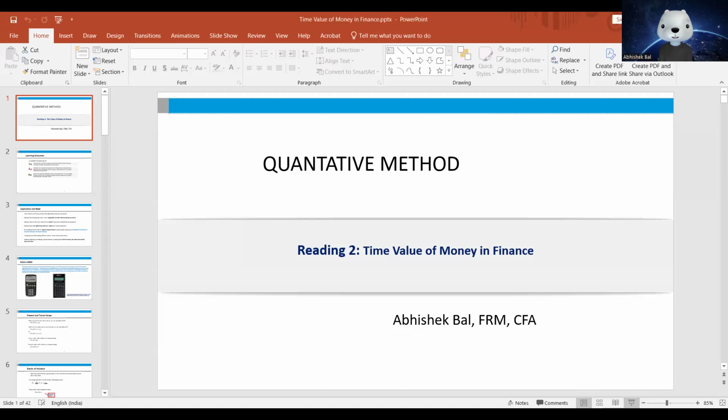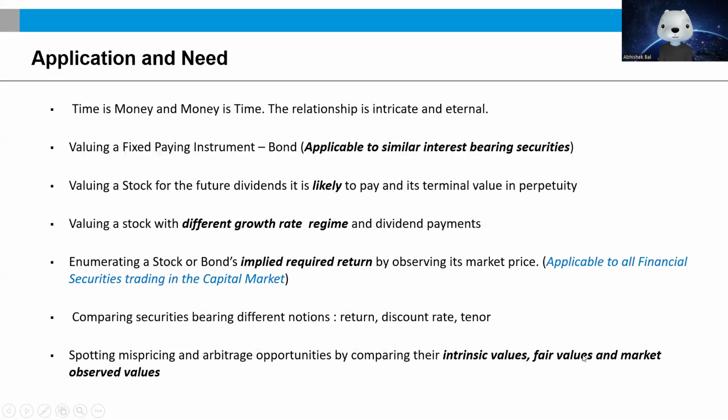Hi, and welcome once again to another session in the topic area of quantitative methods in your CFA Level 1 curriculum. Today, we're going to talk about part 2 of our presentation about the reading on time value of finance. Of course, in the first part, I talked about the integral relationship between the time value of money, time and the money, the relationship being intricate and eternal, and how the discounted cash flow model and the time value of money can be used as a tool to value different securities.